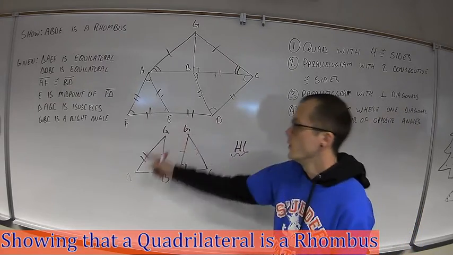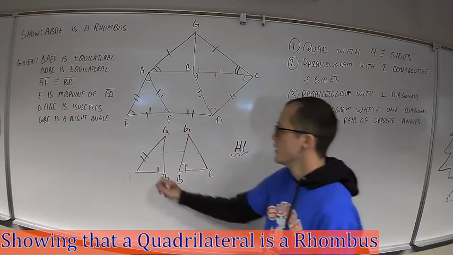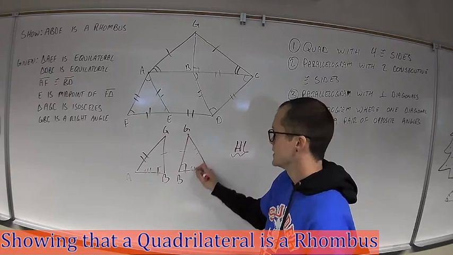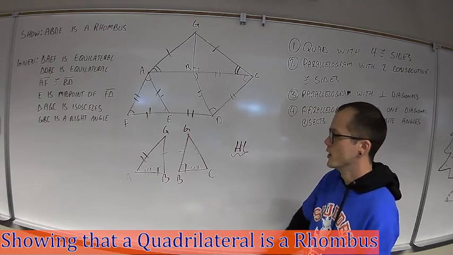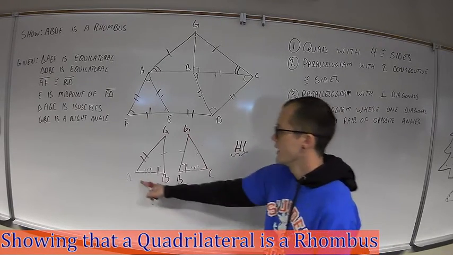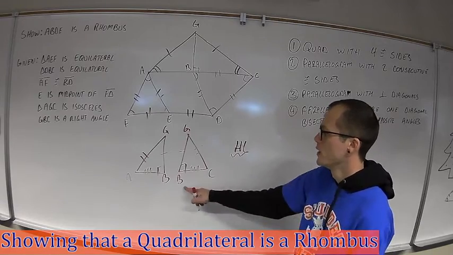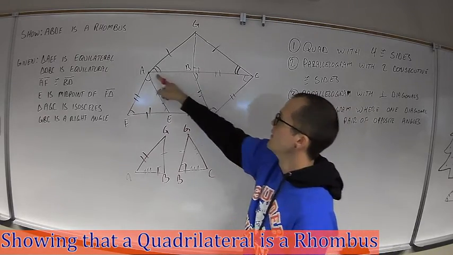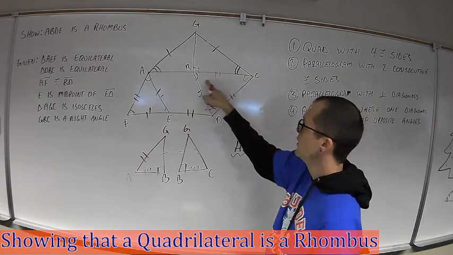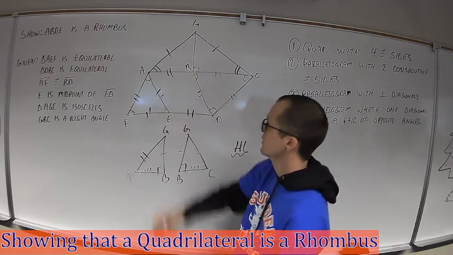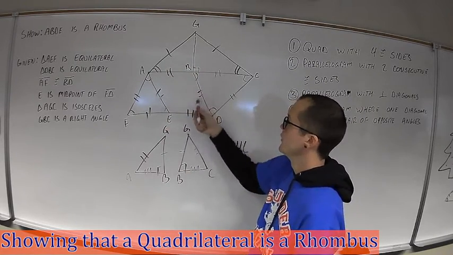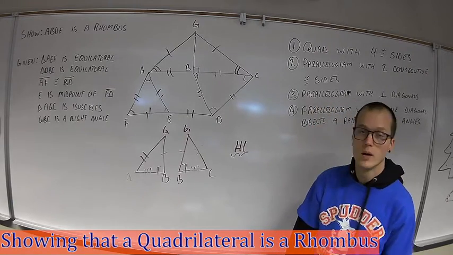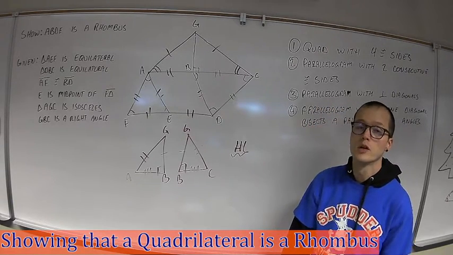So now we have these two triangles that are congruent, meaning that, by CPCTC, all the corresponding parts are congruent. The one that we care about, however, is that AB and BC are congruent. Because when we look at our picture here, if AB and BC are congruent, that means we're going to throw two little hash marks right here. Now, all of a sudden, we have a quadrilateral with four congruent sides.